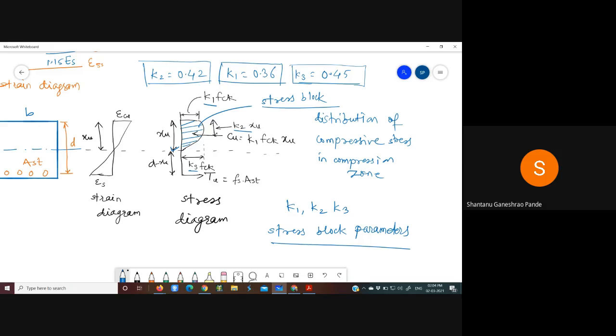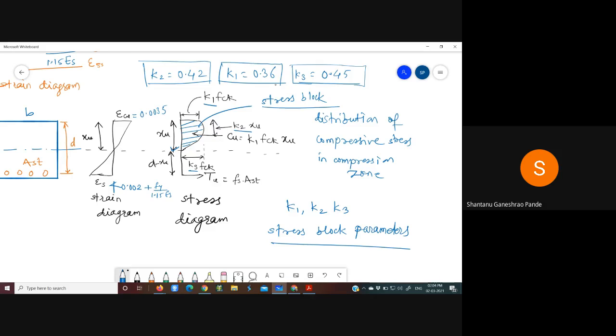So once you put all these values, you will be able to clearly draw this stress block diagram. This value we have already seen, epsilon cu is 0.0035 maximum, and this strain value should not be less than 0.002 plus fy upon 1.15 Es. So this is how you have to arrive at this.